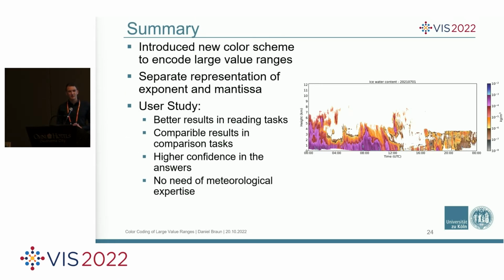So in summary, we introduced a new color scheme to encode data with large value ranges. It uses a separate representation of the mantissa and exponent and shows better results in interpretation tasks while showing comparable results in discrimination tasks. Moreover, it doesn't need more time or methodological expertise to understand our approach.